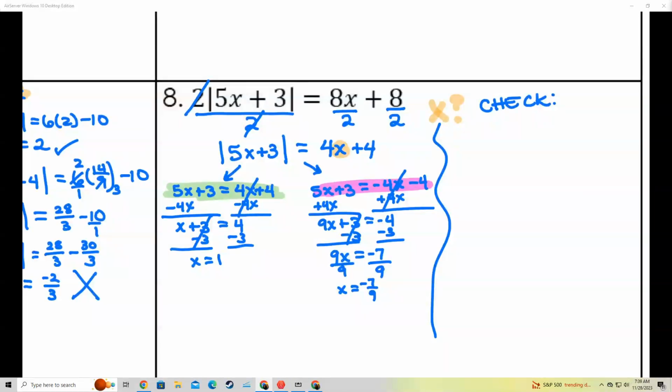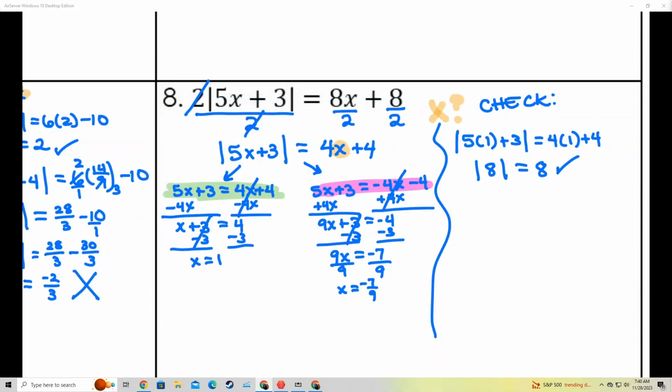So here's my check. I'm going to plug in 1 into my original equation. Actually, you can plug in 1 to the simplified equation. That's probably going to be a lot easier, okay? So let me plug in 1 into the simplified equation. That's going to give me the absolute value of 5 times 1 plus 3 is equal to 4 times 1 plus 4. 5 times 1 is 5, plus 3 is 8. So absolute value of 8 is equal to 4 times 1 is 4, plus 4 is 8. Is the absolute value of 8 8? Check. That works. It looks like my first one is fine.